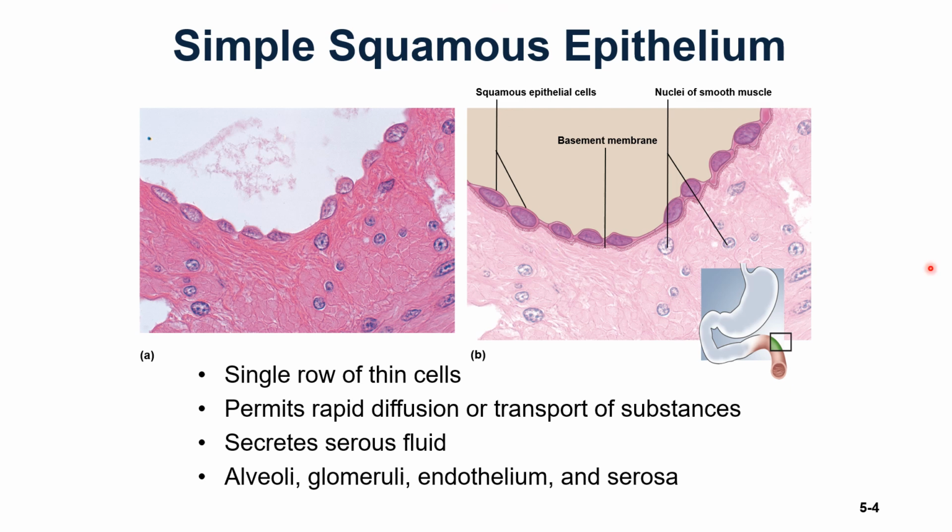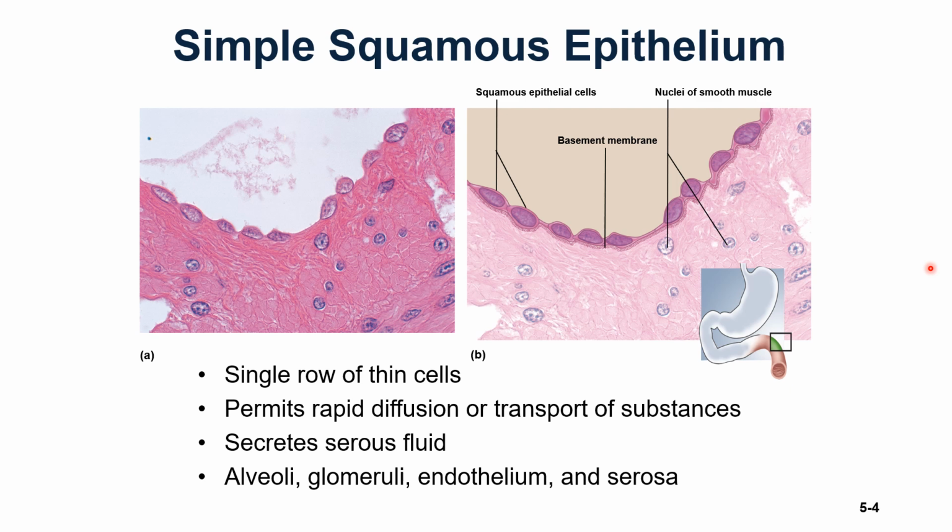The simple squamous epithelium is found in the lining of intestine, where there is rapid diffusion of nutrients, in the lining of alveoli of the lungs, where there is diffusion of oxygen and carbon dioxide, and also the lining of blood vessels, otherwise known as endothelium, where there is a rapid diffusion of nutrients and diffusion of gases.